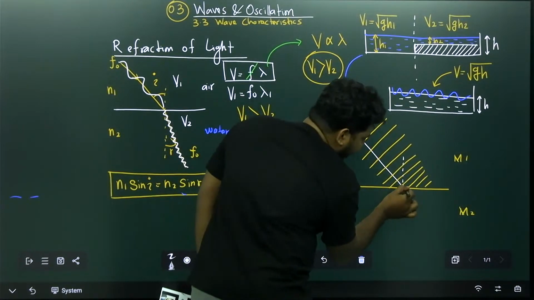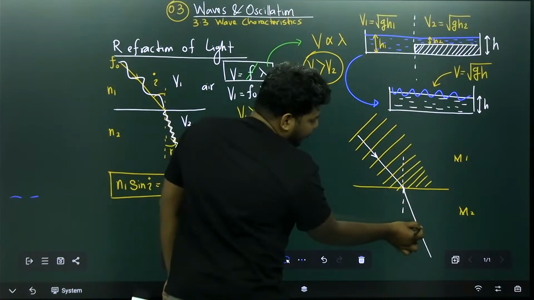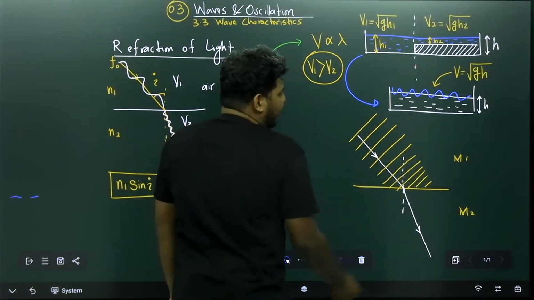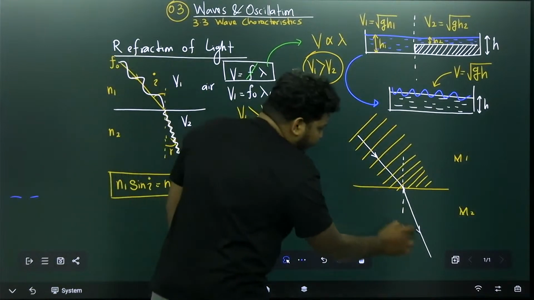What will happen here is, it will refract like this. So this is the path of the wave here. So this will refract like this. So we know the path now. We found the path now.